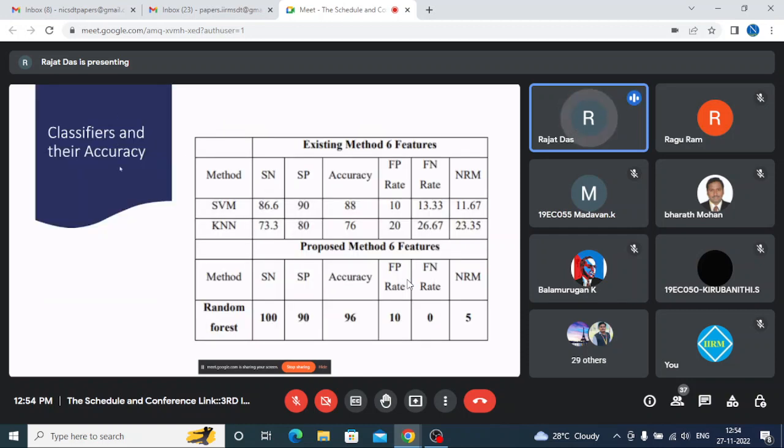And the classifiers and the accuracy. Here are the existing methods, 6 features. Here the SVM and KNN. Here the results, and the random forest. Here the results are in SN. SN is just sensitivity. SP is specificity, and accuracy we have got 96, and FP rate, that is a false positive rate, that is 10. A false negative rate, this is just 0, and NRM, that is a negative rate measurement, and we have got 5. Here 11, 23. We have got much improvement in this.